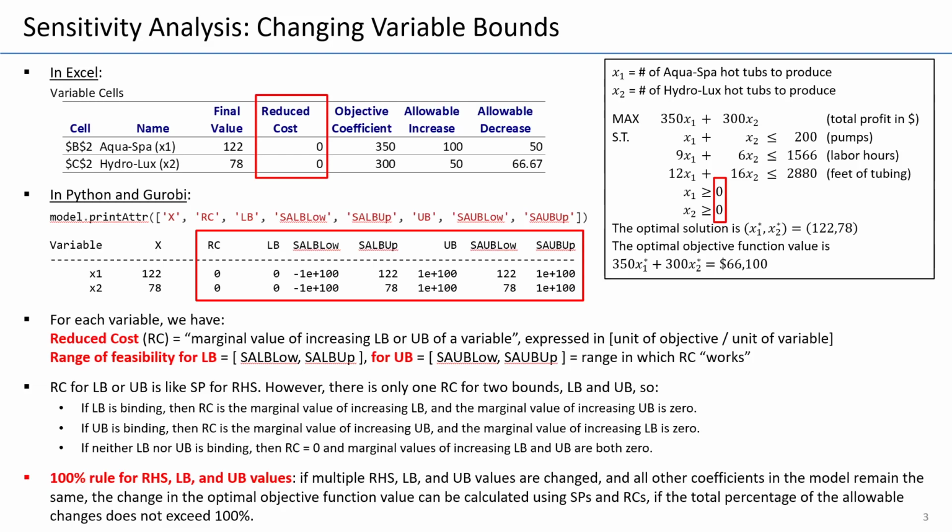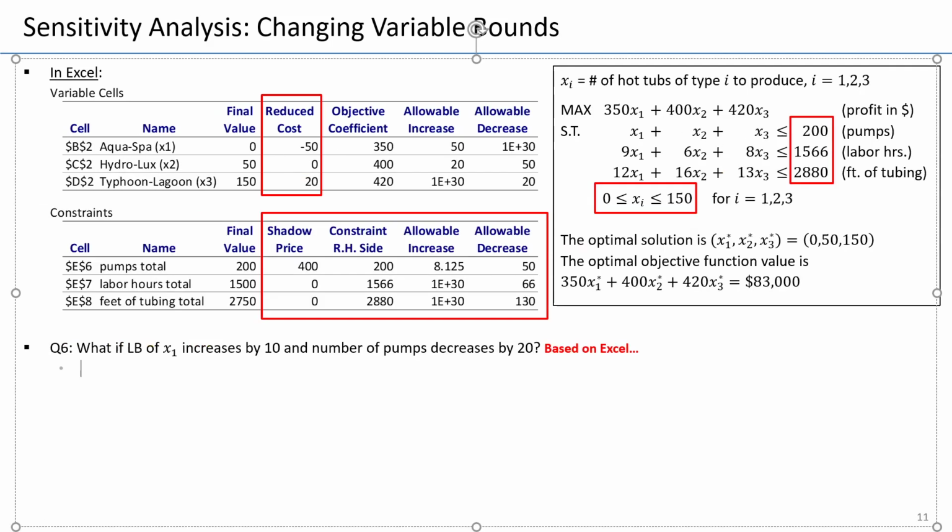For the non-binding bound, the reduced cost, or the marginal value of changing the non-binding lower or upper bound, is 0. But I also mentioned the 100% rule, which helps us find the impact of changes when we change multiple lower bounds, upper bounds, or also the right-hand side. So in this segment, I want to show you an example of the use of the 100% rule when we change more than one upper or lower bound or right-hand side of a constraint.